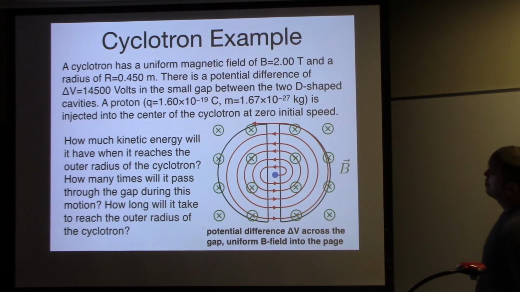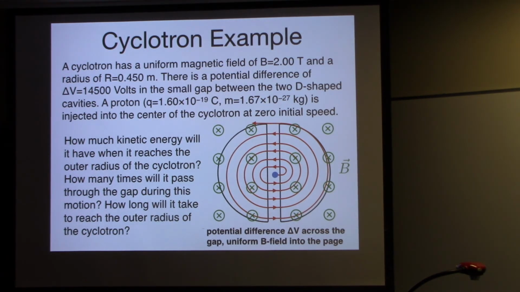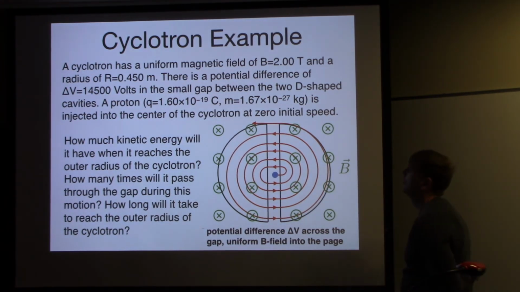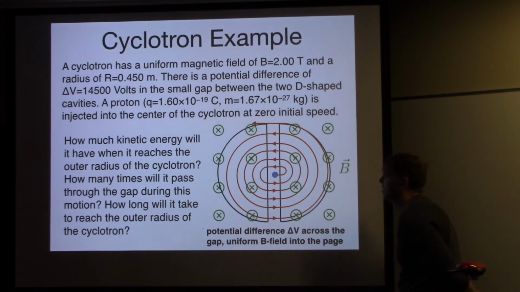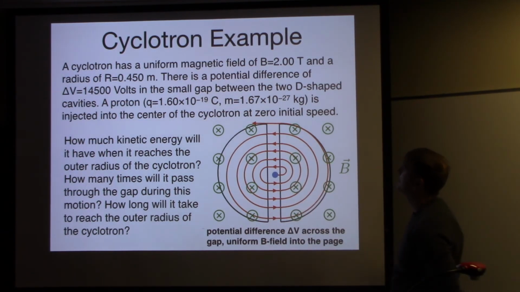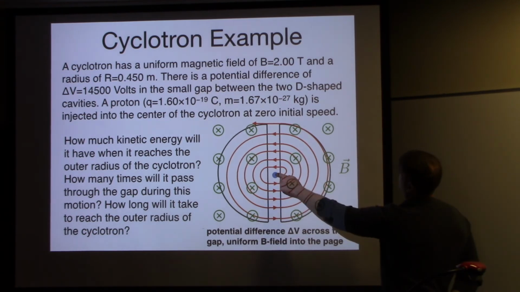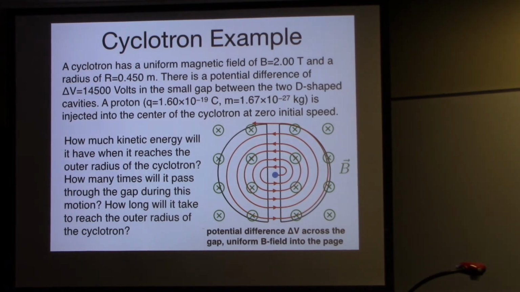So we have a cyclotron shown here with a uniform magnetic field of 2 Tesla and a radius of 0.45 meters. There's a potential difference, or a voltage, delta V, 14,500 volts, in the small gap between the two D-shaped cavities. This proton, whose mass and charge are given here, is injected into the center of the cyclotron with 0 initial speed. Okay, so we have a number of questions.